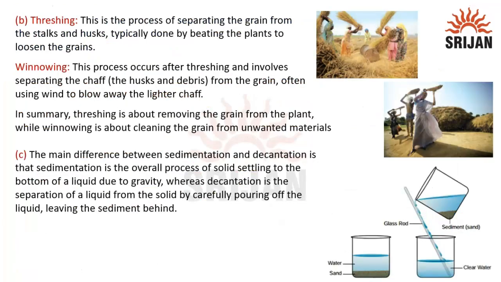Then we have to differentiate between threshing and winnowing. So what is threshing? It is a process of separating the grain from the stalks and husks, typically done by beating the plants to loosen the grains.